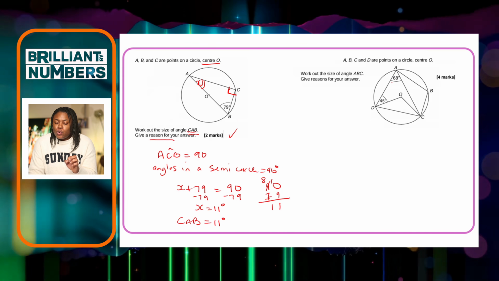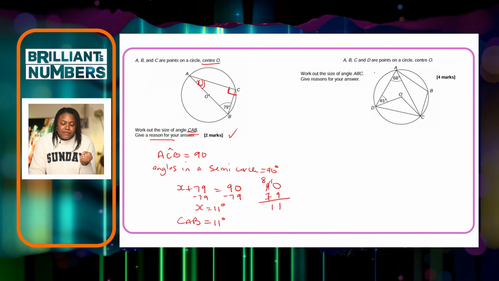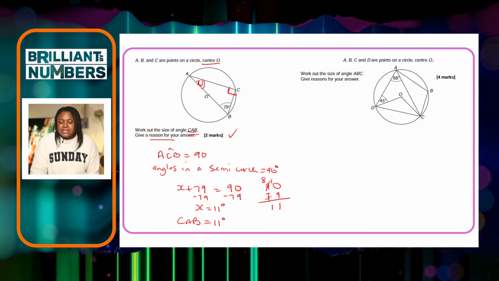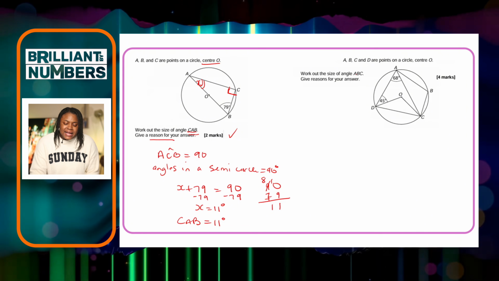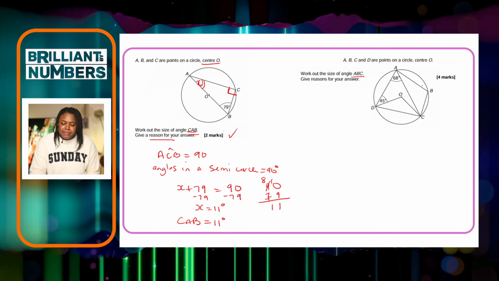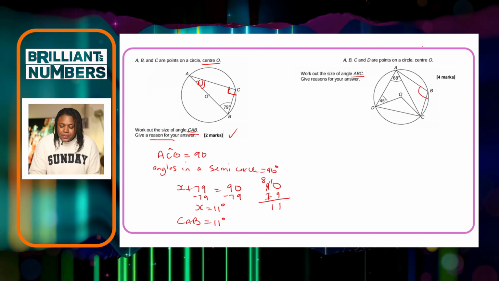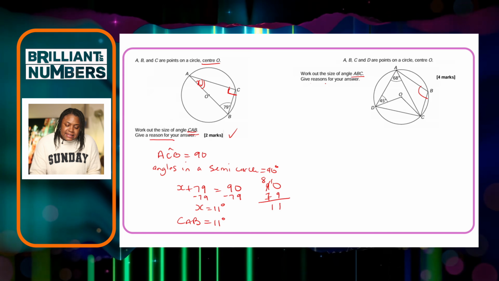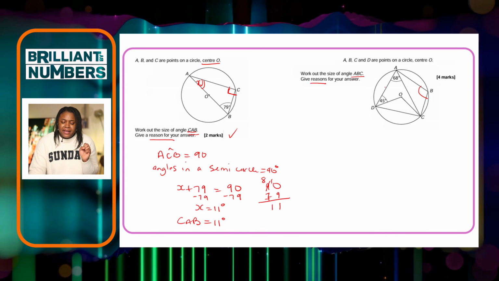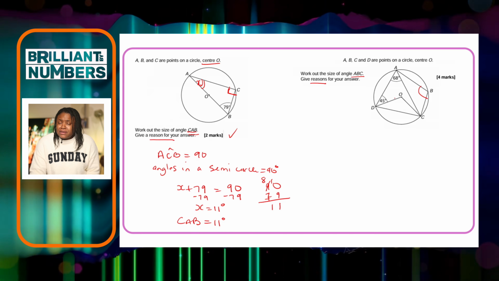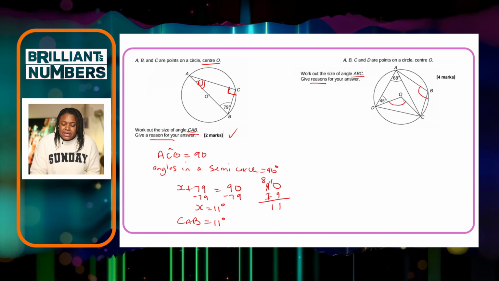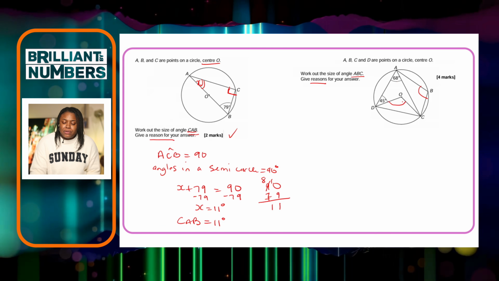Now I go to the full marker, which is of a more heavier tariff. So A, B, C, D are points on the circle with center O. Work out the size of angle ABC straight away. I'm going to highlight that ABC. This is what I'm after. So give reasons for your answer. So the first thing I notice here is that the circle theorem that applies here is that angle at the center is twice the angle at the circumference.